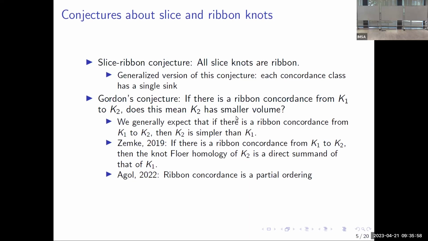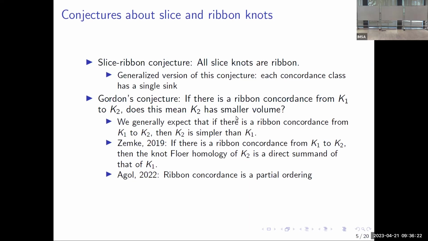You could also ask, there are many notions of complexity for knots, right? You could ask about all the homology groups, like Khovanov homology, knot Floer homology, instanton Floer homology. They're all homology groups of knots, and you can ask that all of those be smaller.